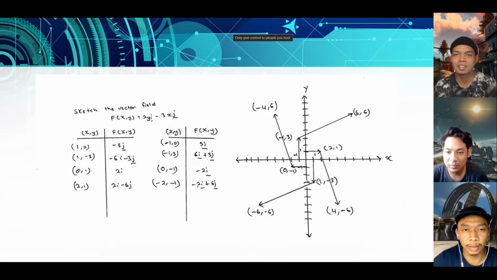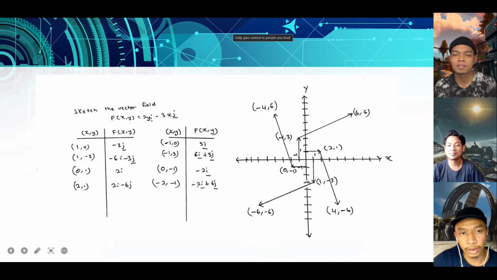Assalamualaikum and good evening. My name is Muhammad Amin bin Muhammad Nazri, matric number B0120101040. Today I'm going to discuss my question. My question is to sketch the vector field, and my equation is F(x, y) equal to 2y i minus 3x j.